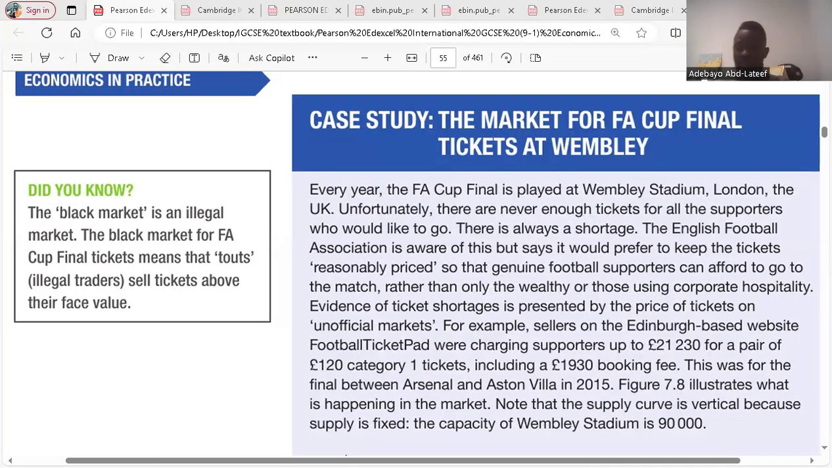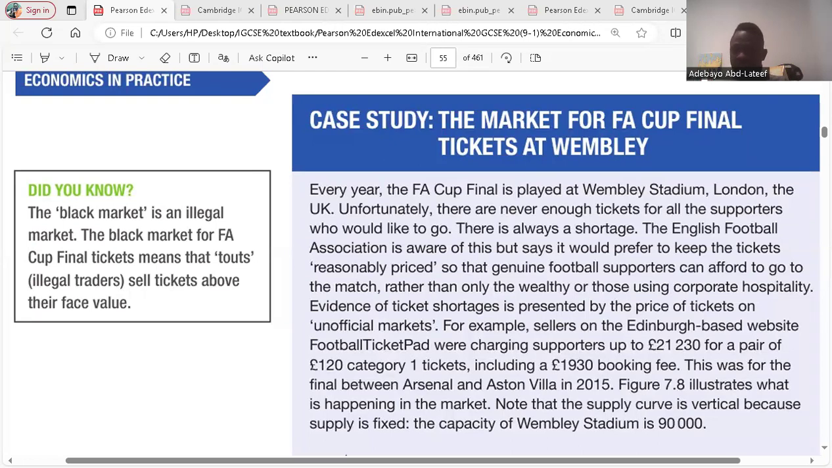So we have the case study: the market for FA Cup final tickets at Wembley. Every year, the FA Cup final is played at Wembley Stadium in London, UK. Unfortunately, there are never enough tickets for all the supporters who would like to go. There's always a shortage. The English Football Association is aware of this, but says it would prefer to keep the tickets reasonably priced so that new football supporters can afford to go to the match, rather than only the wealthy or those using corporate hospitality.